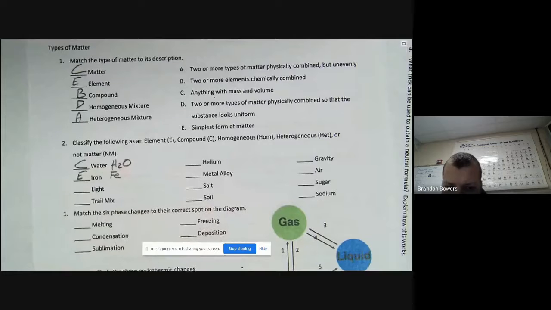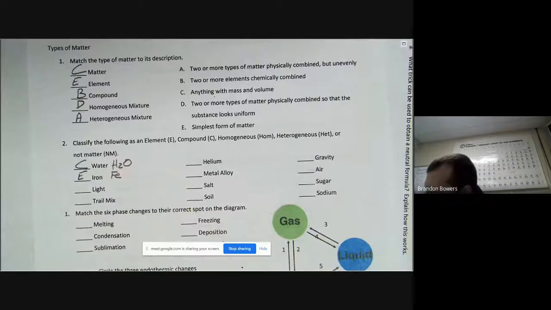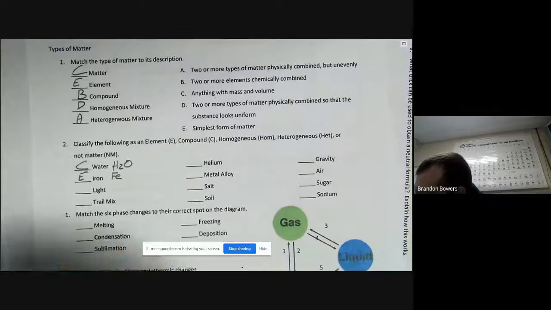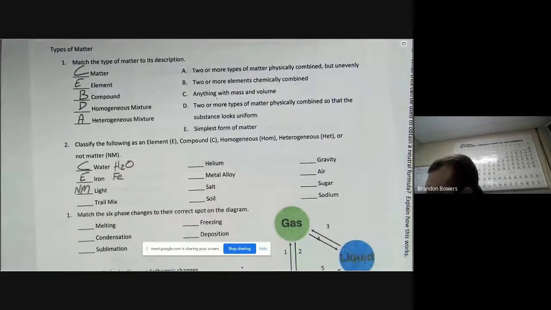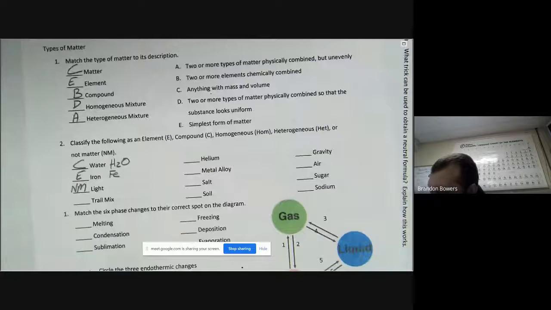Okay. Light actually is not matter. That was one of the examples given. Okay. Trail mix. Ooh, trail mix is a mixture. And I can see all the different things in trail mix. So that is heterogeneous.